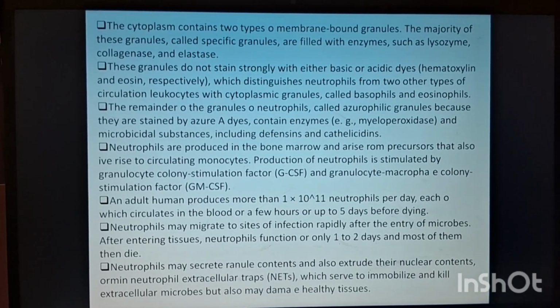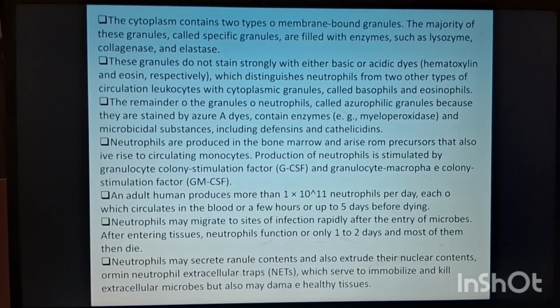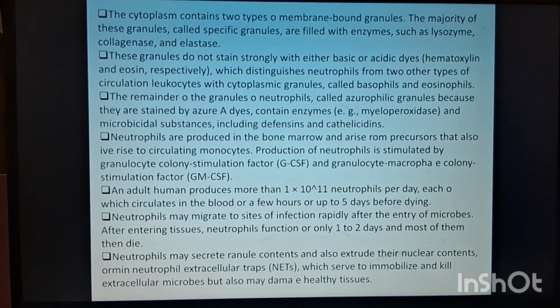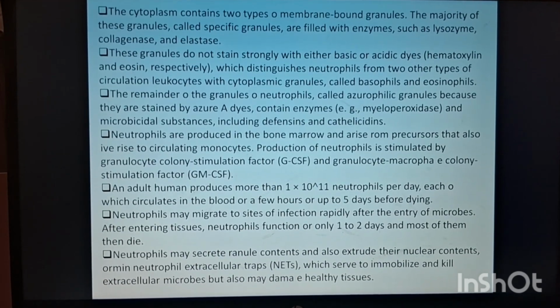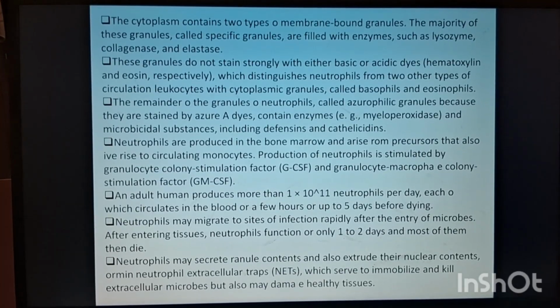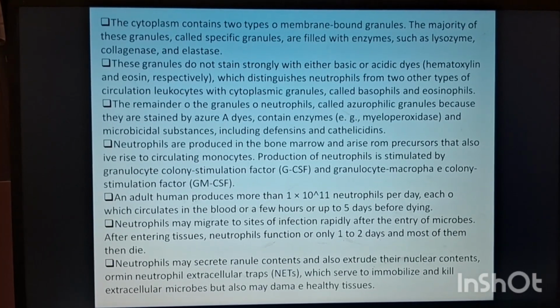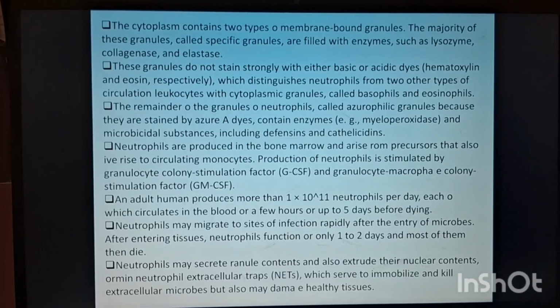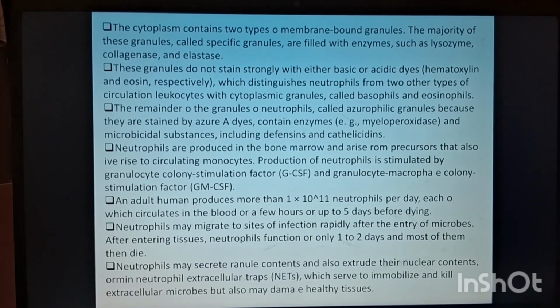Next, neutrophils may secrete granule contents and also extrude their nuclear contents, forming neutrophil extracellular traps or nets, which serve to immobilize and kill extracellular microbes but also may damage healthy tissue.